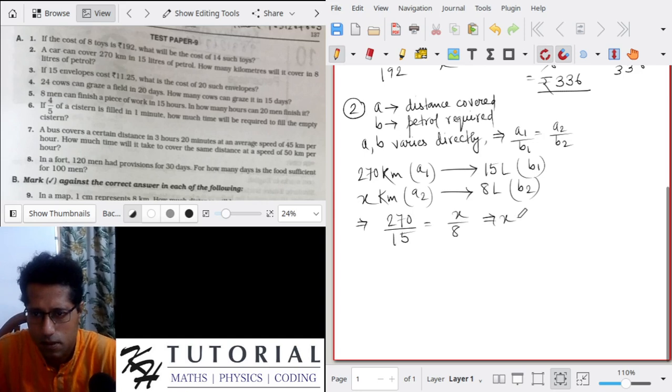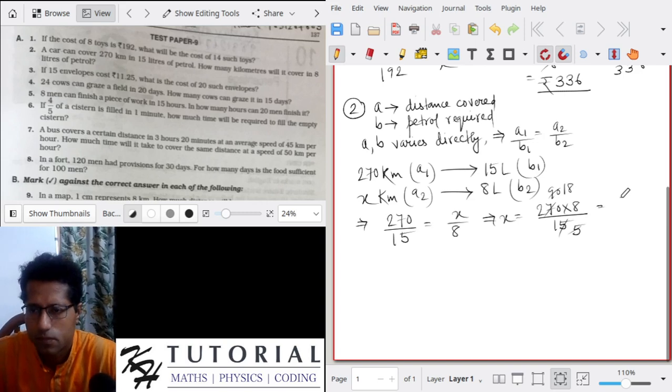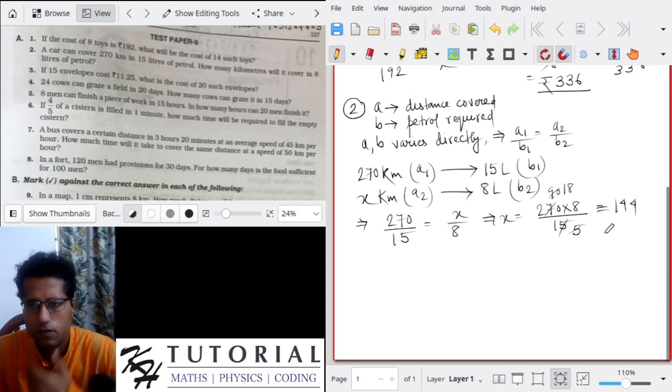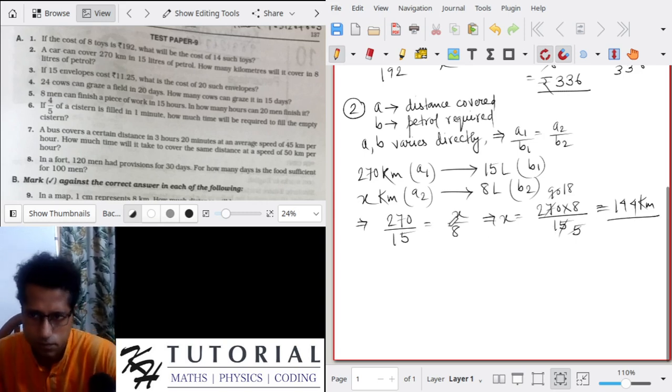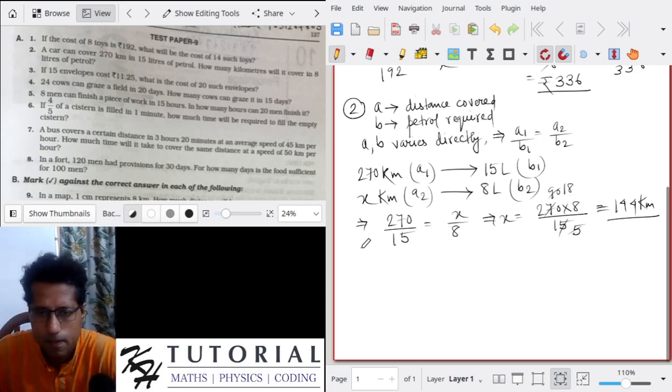This implies X equals 270 into 8 divided by 15. 270 divided by 15 is 18, so this equals 18 into 8, which is 144. So X is 144 kilometers. So the car in 8 liters will travel 144 kilometers. So 144 kilometers is the answer. Okay.